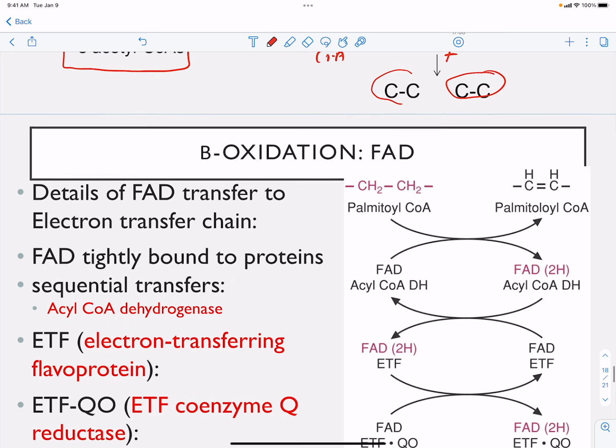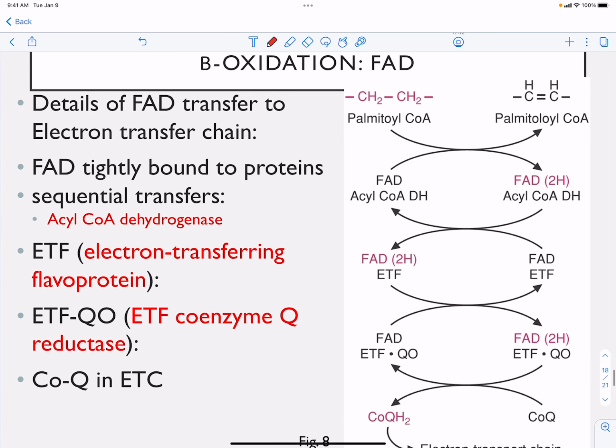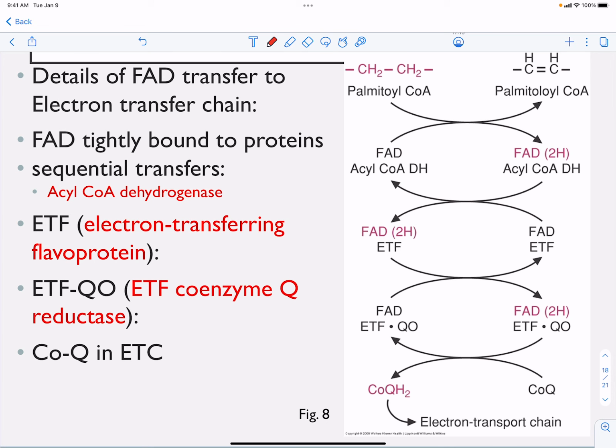Now, when we talk about your FADs, again, your FAD is attached strongly to the enzyme, so it cannot directly donate its electrons to the electron transport chain. And so you're going to have a series of transfers. So you're going to have that acyl-CoA dehydrogenase pick up the electrons, and then it's going to transfer it to an electron transferring flavoprotein, and then that's going to transfer it to coenzyme Q reductase, and then you're going to get coenzyme Q that will take those electrons in the electron transport chain and donate them to enzyme 3 of the electron transport chain.